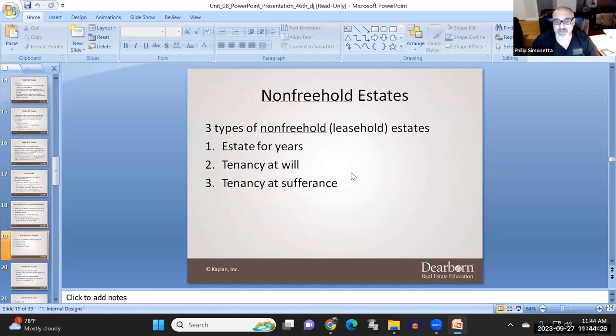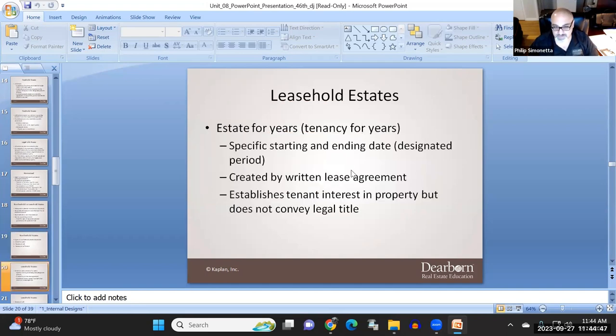So now let's talk about the types. You remember, freehold estates had fee simple and life estates, right? Now, non-freehold estates have three types. You have estate for years, tenancy at will, and tenancy at sufferance. So let's look at estate for years. What is that? That means tenancy for years. So this is like a typical lease.